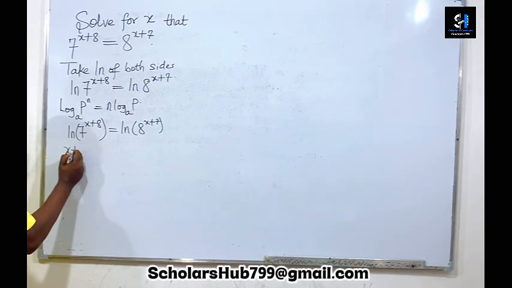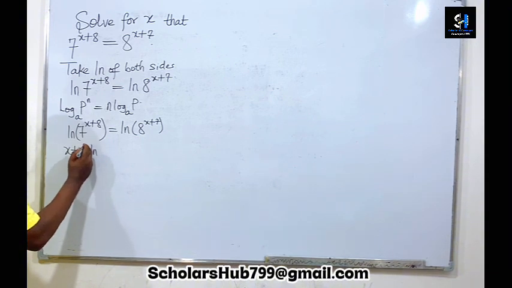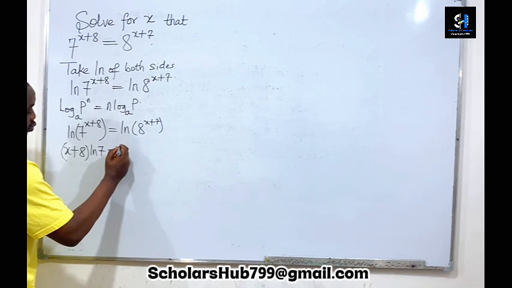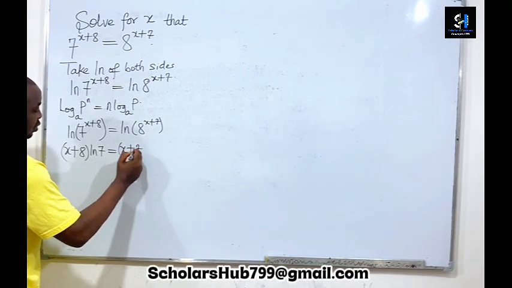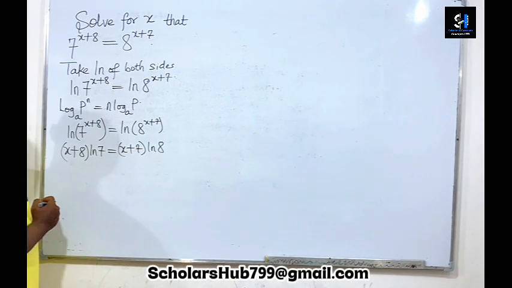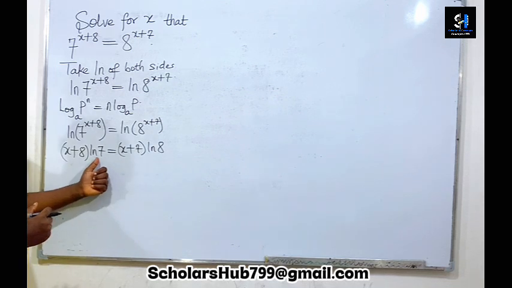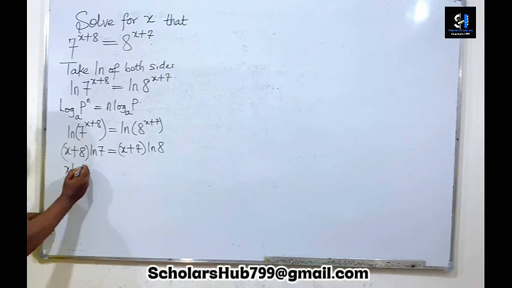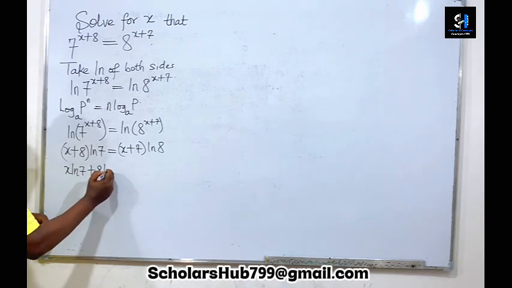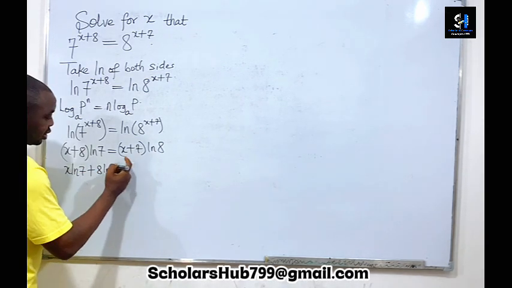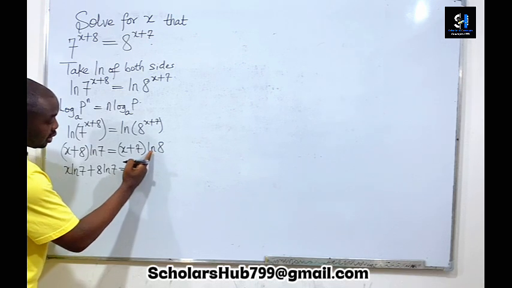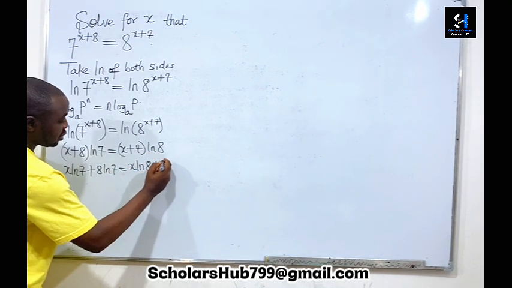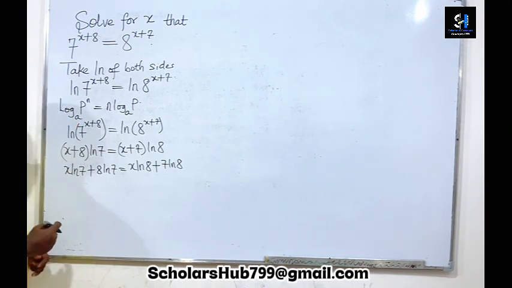This will be (x plus 8) ln 7 equals (x plus 7) ln 8. Now I'm going to expand the parentheses, so this will be x ln 7 plus 8 ln 7. I'll do the same thing here, distributing ln 8, so this will be x ln 8 plus 7 ln 8.